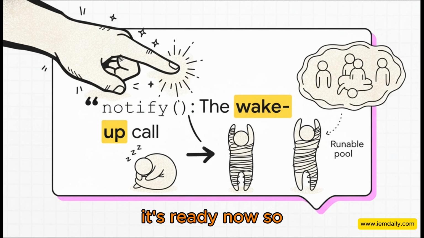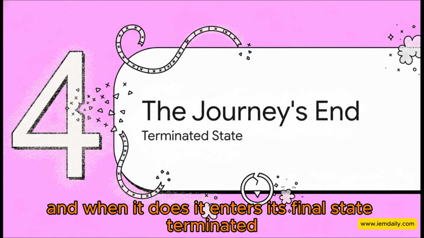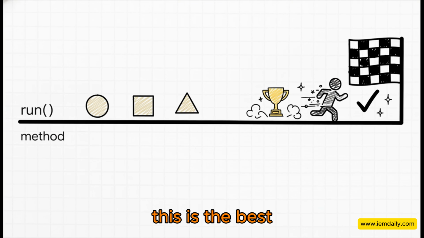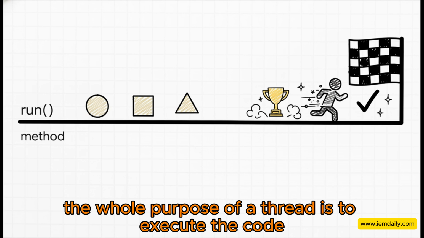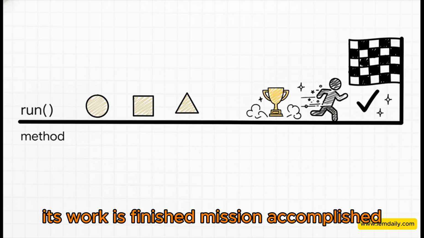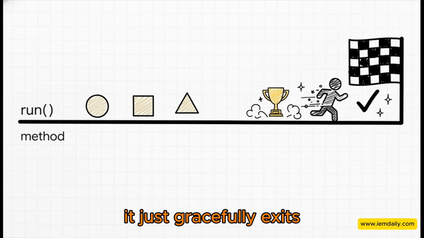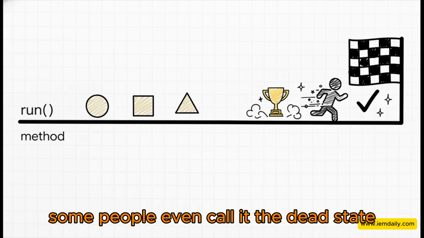Sooner or later, every thread's job is done. Its story has to come to an end. And when it does, it enters its final state, terminated. This is the best, most natural way for a thread to finish. See, the whole purpose of a thread is to execute the code inside its run method. Once it hits the very last line of code in that method, its work is finished. Mission accomplished. It just gracefully exits and enters the terminated state. Some people even call it the dead state.